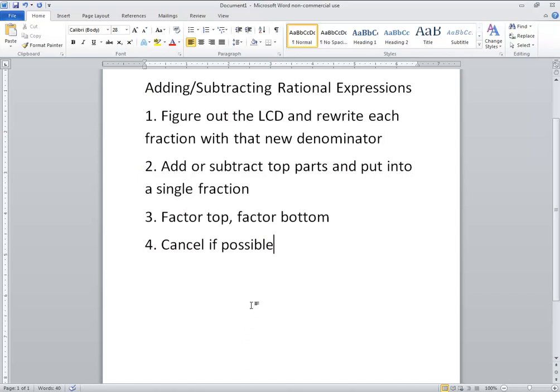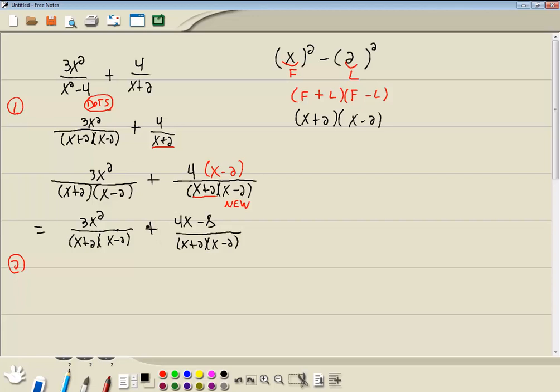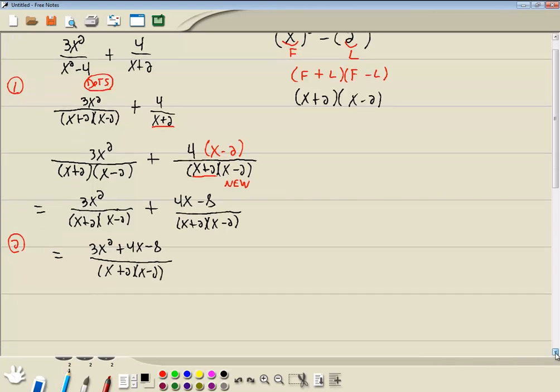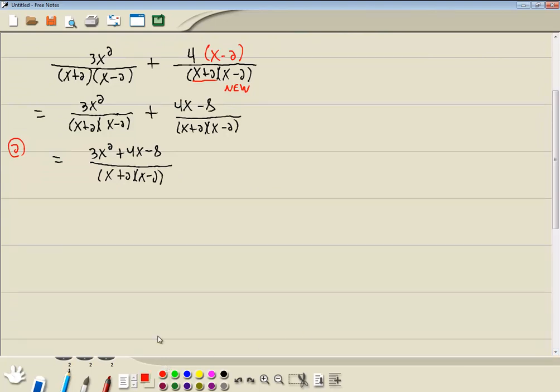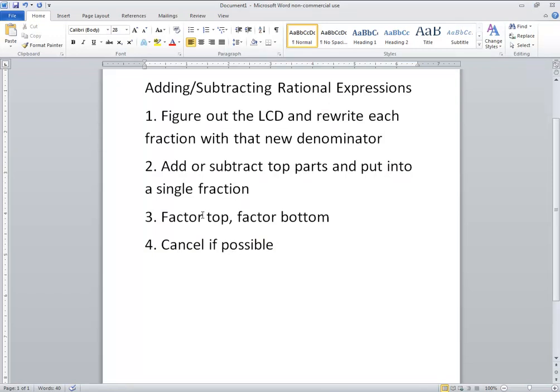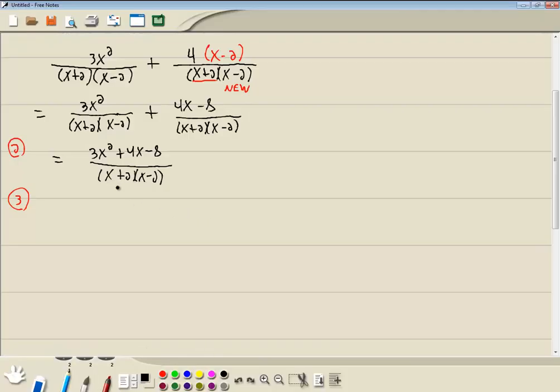Okay, step 2. Add or subtract top parts and put into a single fraction. Well, we've got a plus here, so we're just going to have 3x squared plus 4x minus 8 all over x plus 2, x minus 2. Step 3. Factor the top, factor the bottom. Unless you got rid of the parentheses down below, you should never have to worry about the bottom part. Now our top part.